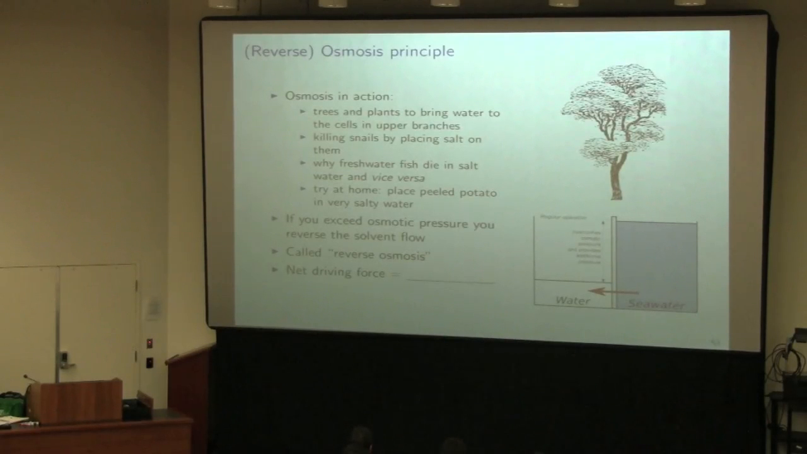Freshwater fish go into salt water and vice versa. It's not a very gruesome example of killing snails and killing fish, but the one that you should try at home is this last one here, where you can take a peeled potato instead. Try this one. Cut up the potatoes, two potato cubes, equal size. Place one in very, very salty water, and the other in just normal water. What will happen to the cube that you put in salty water?